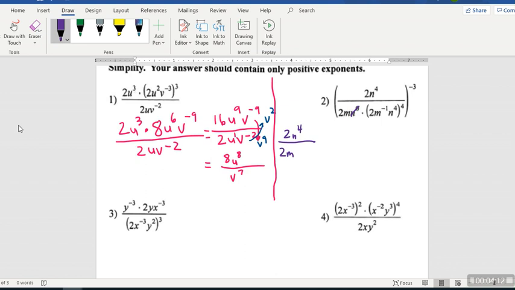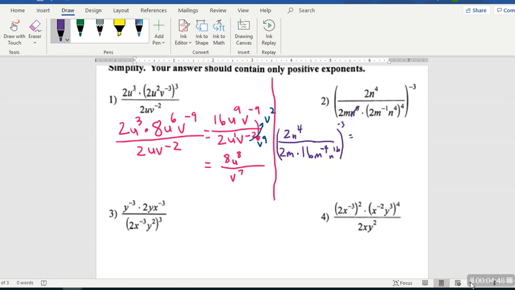Now, everything in this set of parentheses needs to get raised to the 4th power. So 2 gets raised to the 4th power. Well, 2 to the 4th is 16. Then m to the negative 1st gets raised to the 4th. That would be m to the negative 4th. And then n to the 4th gets raised to the 4th. So that would be n to the 16th. Okay, and all of this is raised to the negative 3rd power.